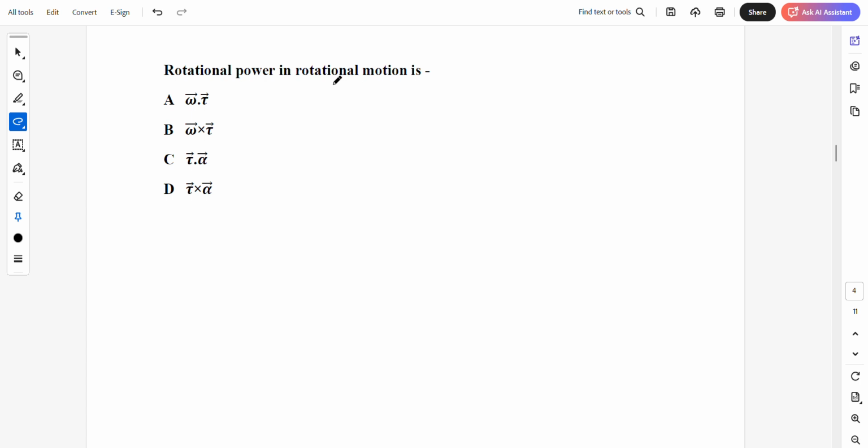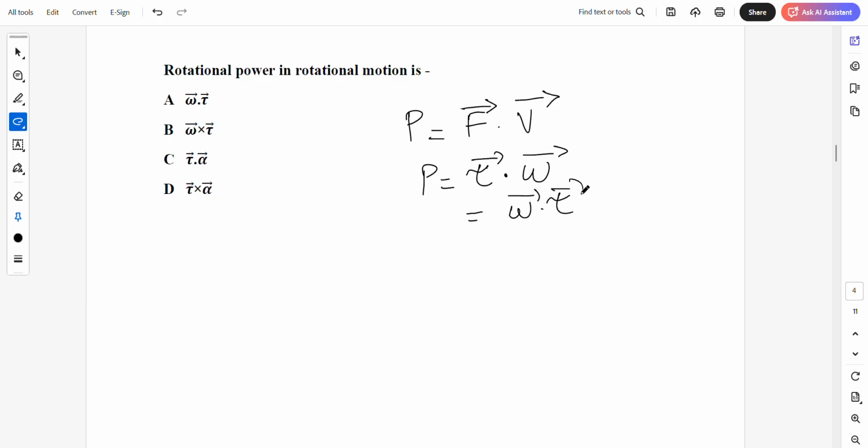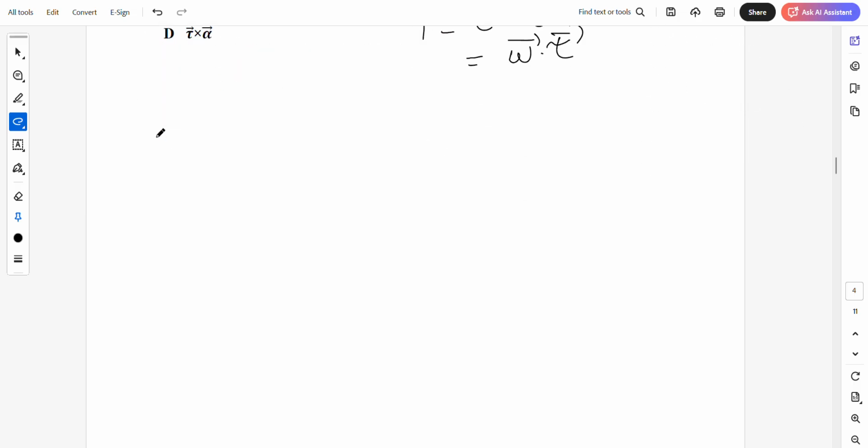Rotational power in rotational motion. What is power given by? Vector F dot vector V, right, in case of linear motion. Now in case of rotational motion, F is replaced by tau, dot omega. That is the same as omega dot tau, because we know that vector A dot vector B is equal to vector B dot A. Dot product is commutative. So this is the correct answer. Hope you understood this one.